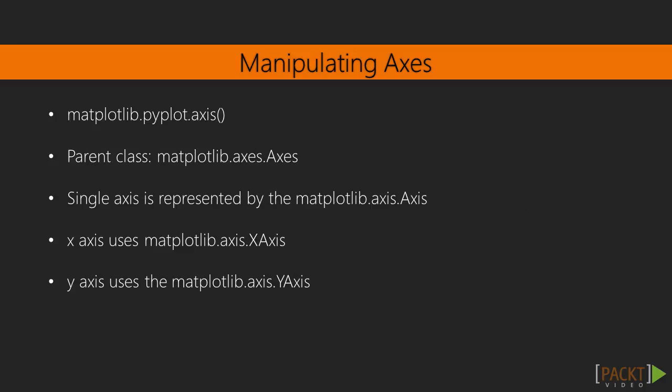Axes are usually controlled via matplotlib.pyplot.axis. Internally, axes are represented by several Python classes. The parent one is matplotlib.axis.Axis, which contains most methods to manipulate axes. A single axis is represented by the matplotlib.axis.Axis class, where the x-axis uses matplotlib.axis.XAxis and the y-axis uses the matplotlib.axis.YAxis class.